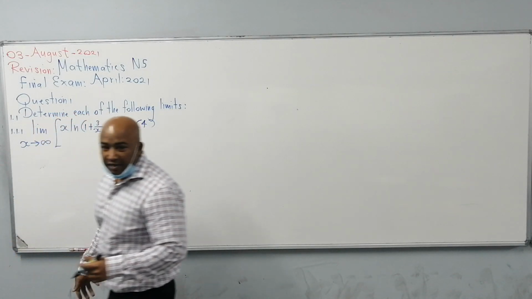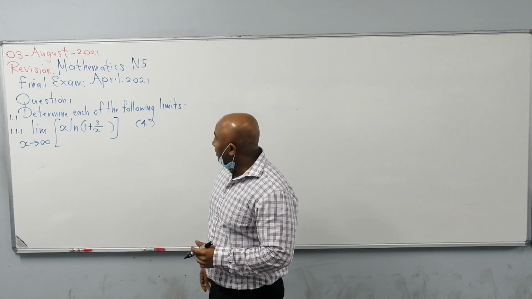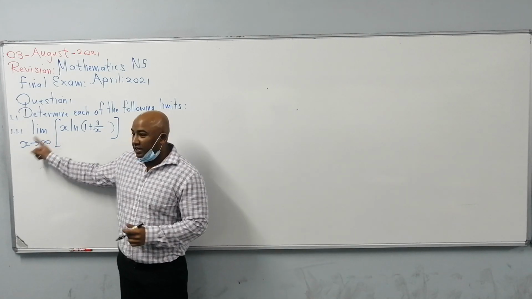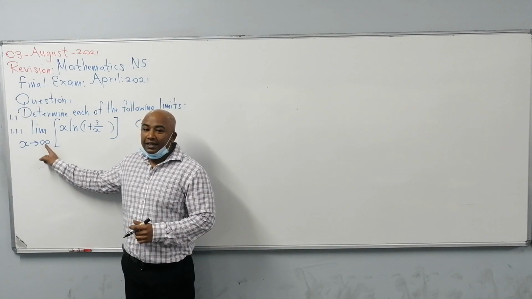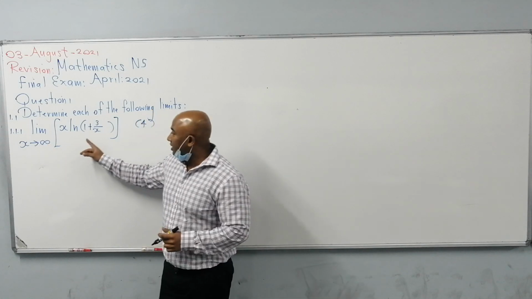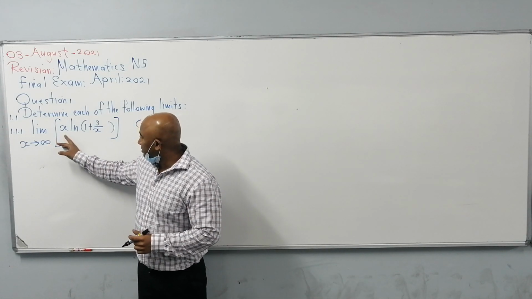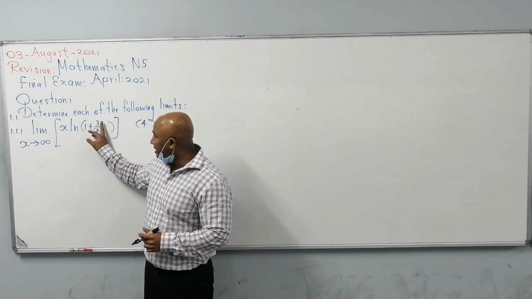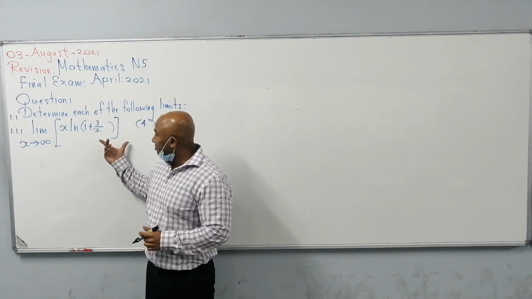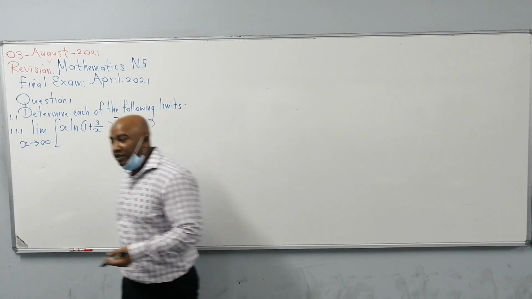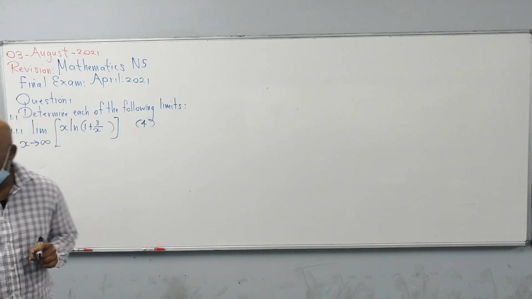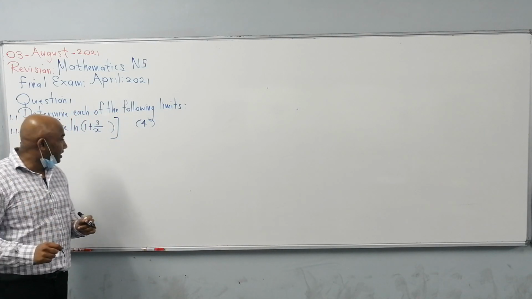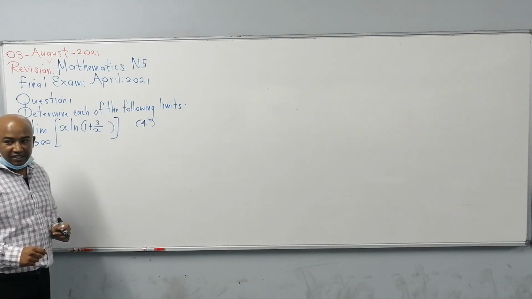So, the first question is limits. Determine each of the following limits. So, we have the limit as x approaches infinity of x multiplied by ln of 1 plus 3 over x. Right, let's see what happens. You can't use your calculator, so you have to know what happens as x approaches infinity.